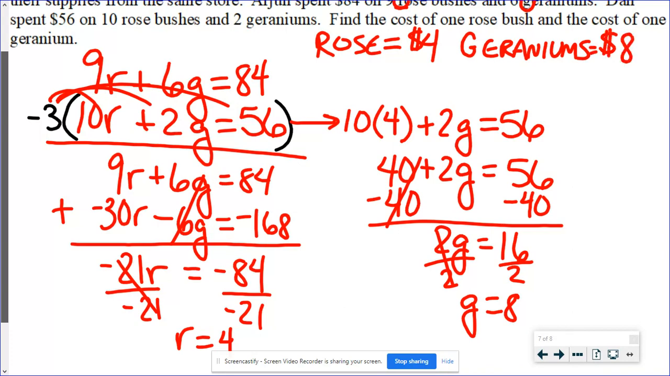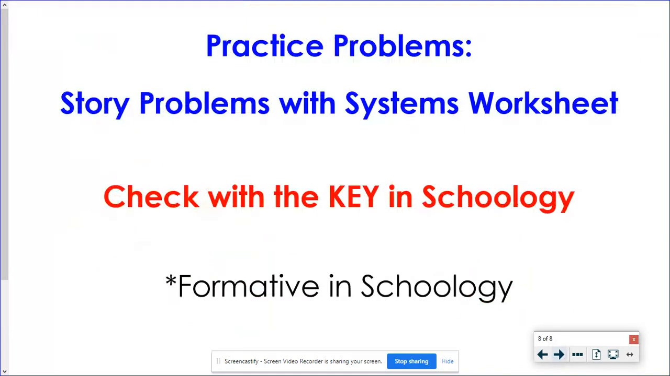I hope that those made sense. We are not afraid of story problems. You guys are brave and smart, and you can handle this. Today's worksheet is story problems with systems. They are exactly these same kind of problems. Define your variables, write your 2 equations, solve them, and give me an answer. These are not ordered pairs. The answer key is going to be in Schoology, and take the formative when you're done. Let me know if you need any help.